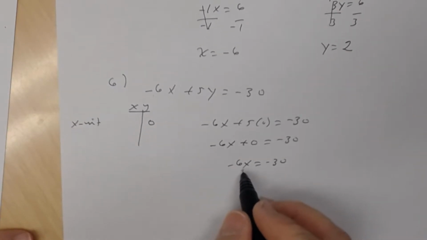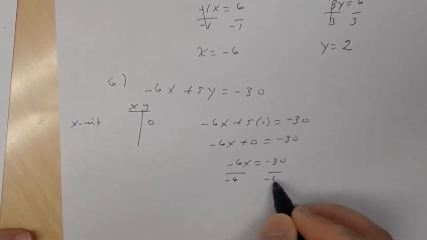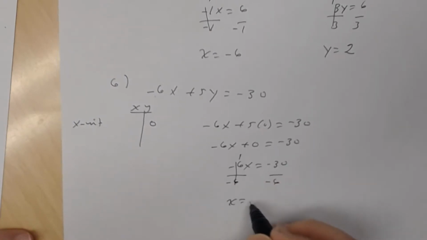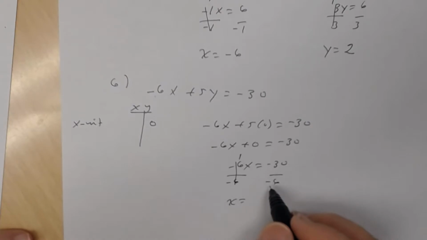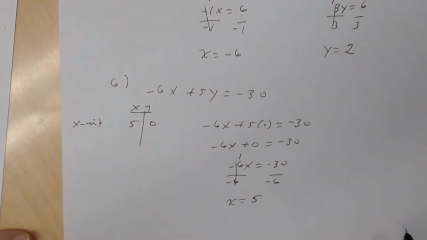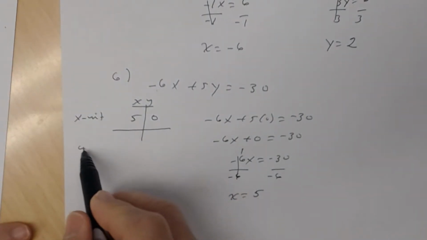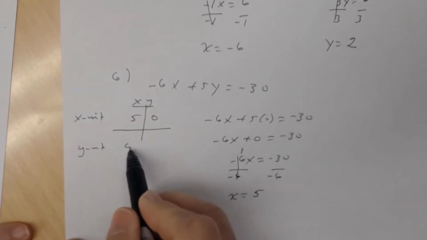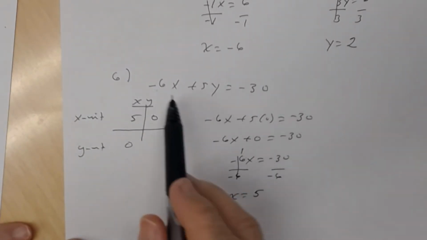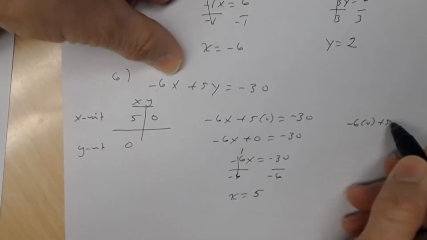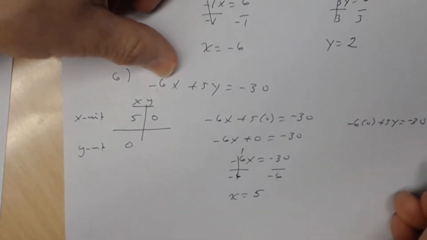To get x by itself, to get this coefficient to be a 1, I've got to divide both sides by negative 6. Negative 6 divided by negative 6 is 1. 1 times x is x, so I get x. A negative divided by a negative is a positive, so I get a positive 5. So that's the x-intercept. The x-intercept is (5, 0). To find the y-intercept, you're going to let x be 0. So if I let x be 0, I get negative 6 times 0 plus 5y equals negative 30.